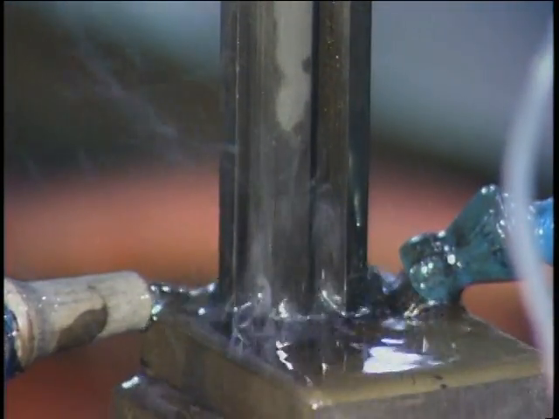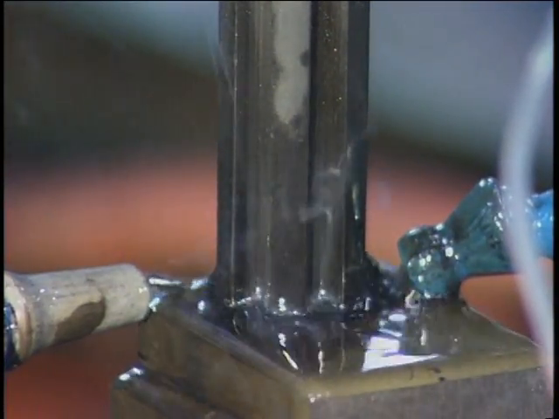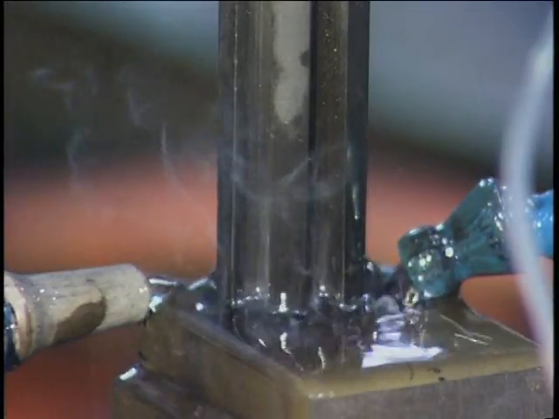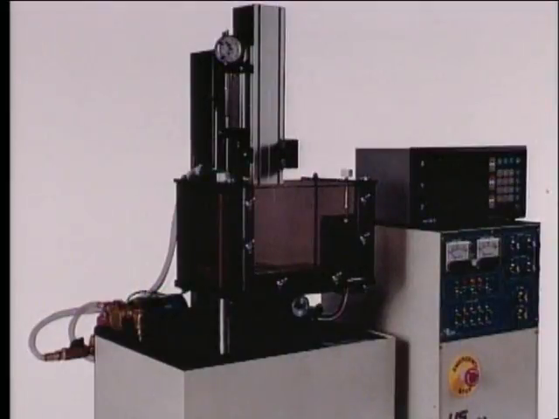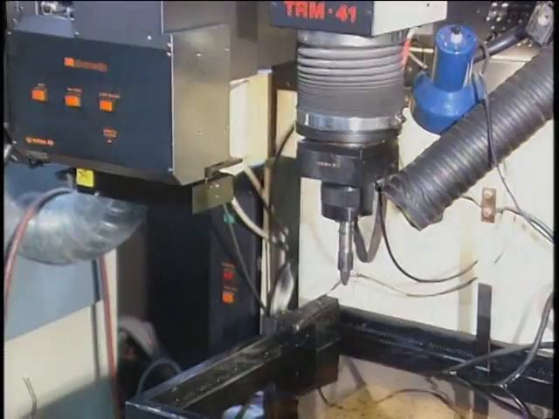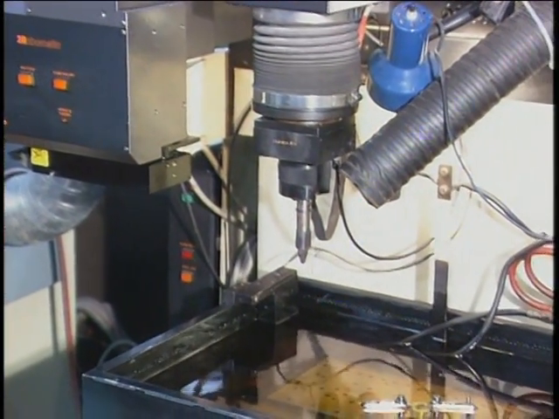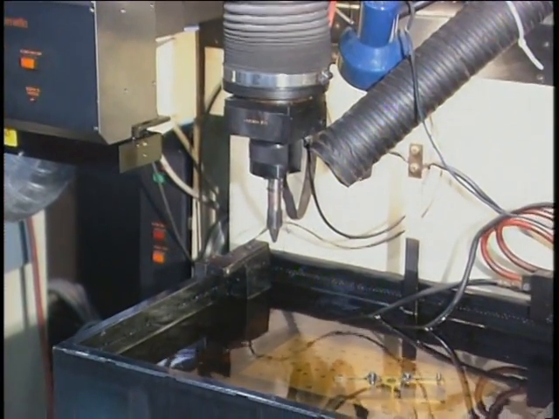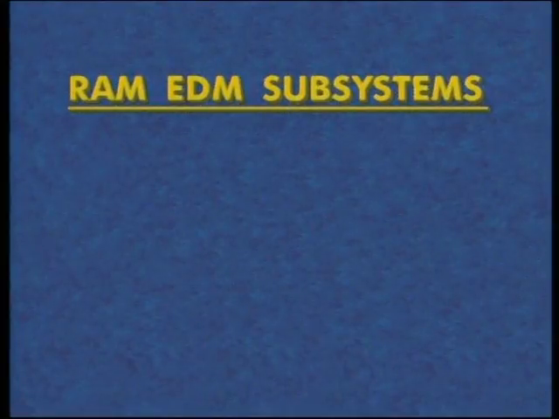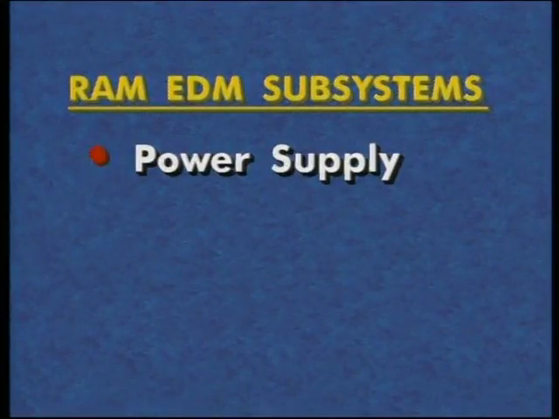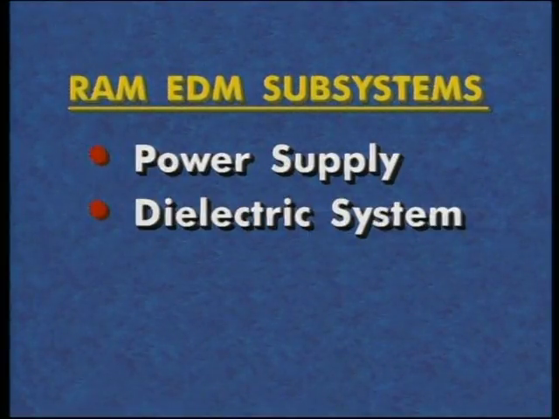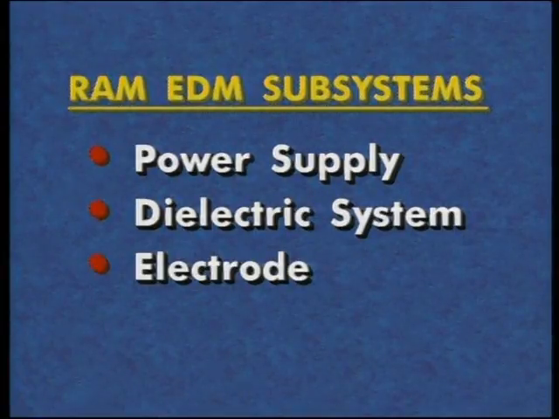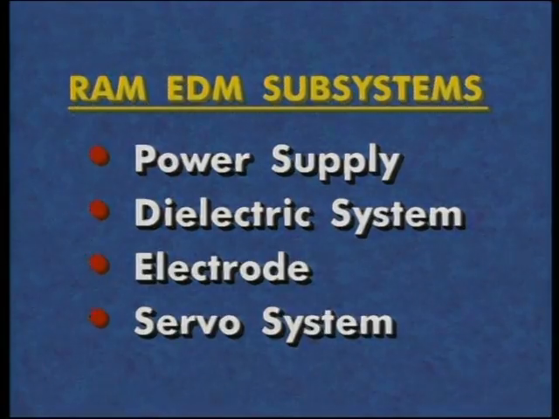RAM EDM machines are also referred to as die sinkers or vertical EDMs and range in size and automation, from manually operated tabletop systems to large bed manual or computer numerical control systems. A RAM EDM has four major subsystems: a power supply, a dielectric system, an electrode, and a servo system.